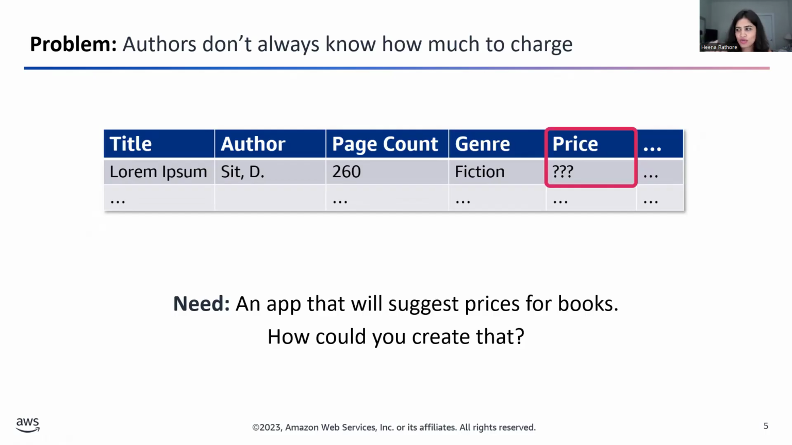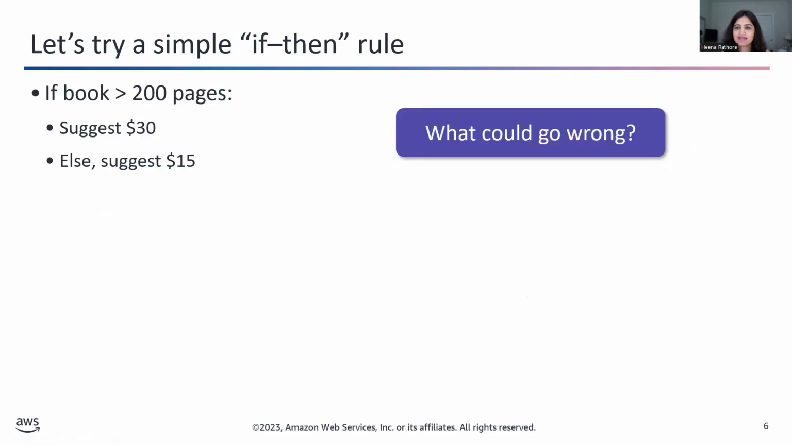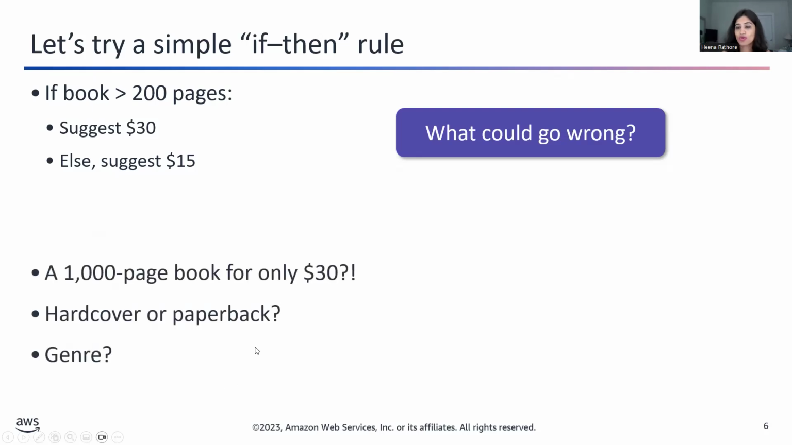The basic thing that you can come up with is a simple if-else condition. You can say that if the page count is greater than 200, I will suggest $30, versus if it is the opposite, I will suggest $15. But what could be the problem? What if it is more than 1,000 pages, then $30 is slightly underpriced because it's a 1,000 page book. The rule also ignores format, whether it is a hardcover or a paperback, which cannot have the same price.